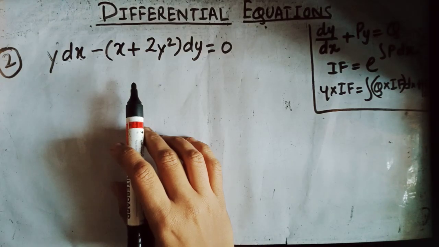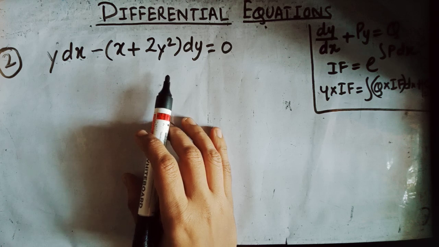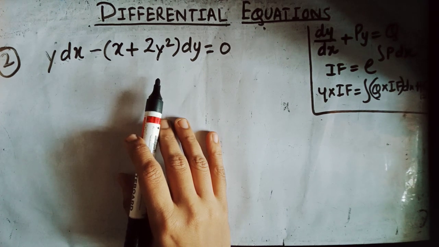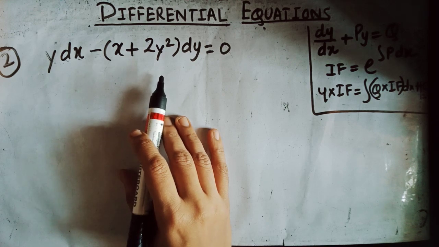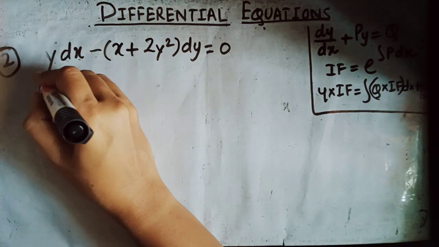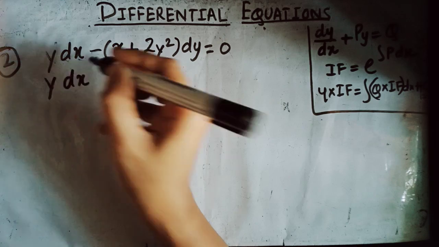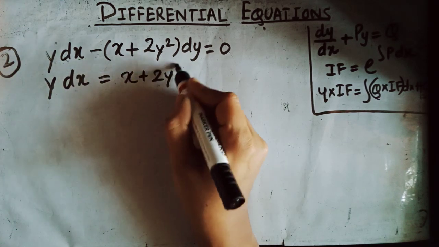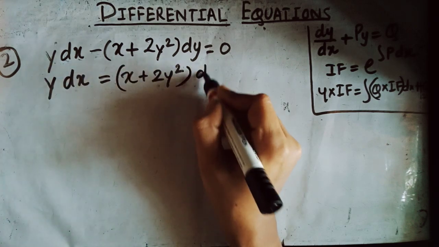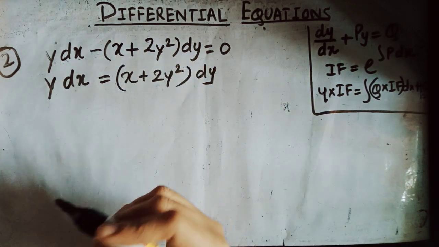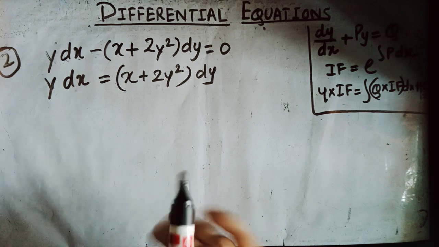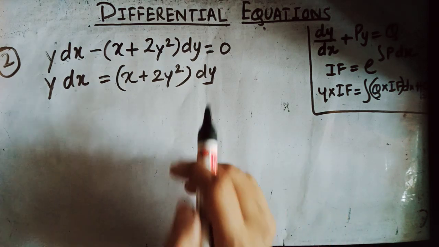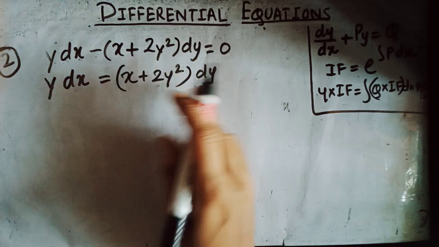This is the second equation which is given. Let's write it in the form dy by dx plus py equal to q. So I'm writing here y dx equal to x plus 2y square dy. Either I can write it in the form dy by dx or dx by dy.